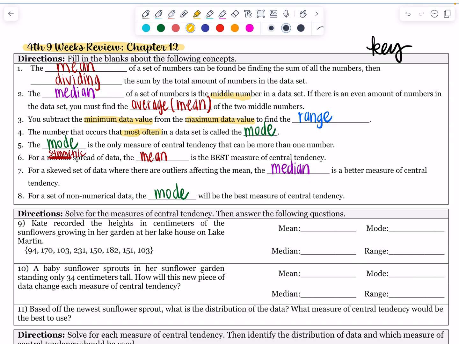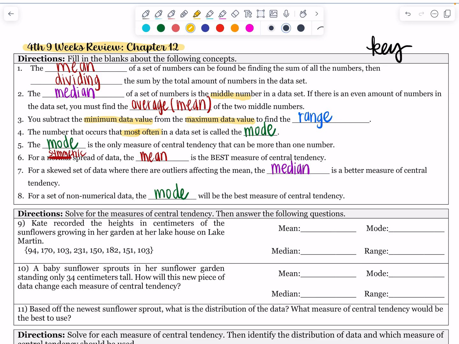The mode is the only measure of central tendency that can be more than one number. So you could have more than one number for the mode. You could have a bimodal set of data, you could have a trimodal, or you could have no mode at all, not applicable, because it doesn't have one number that occurs more than once. So you not only can have more than one, but you don't have to have one.